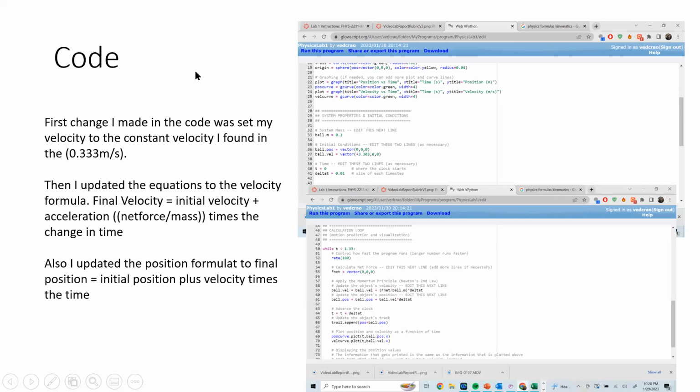Okay, for the code, I first set my velocity to the constant velocity I found in Tracker, which is 0.33 meters per second. Then I updated the equation to the velocity formula. Final velocity equals initial velocity plus the acceleration. In other words, the net force divided by the mass times the change in time. Also, I updated the position formula to final position equals initial position plus velocity times the time.